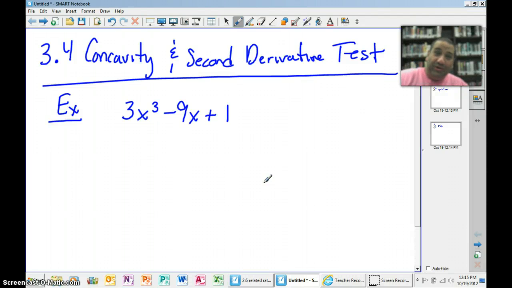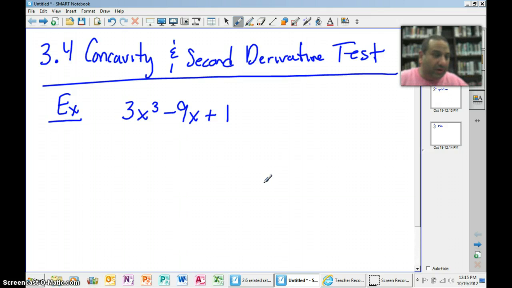Right, folks, here we are. It's actually the day of your test, or the eve of the test for another period, for third period. And I'm sitting here with a couple of cramming calculus kids. And it's 3.4, concavity and the second derivative test.